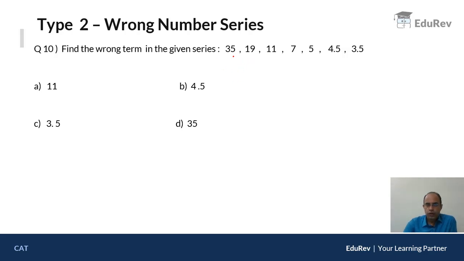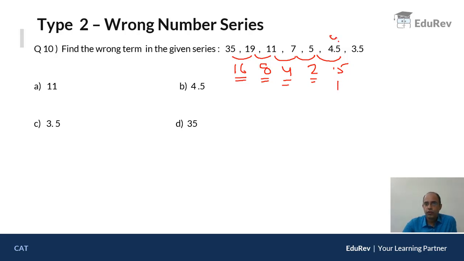Now, let us look for some pattern. What is the difference here? Difference here is 16. What is the difference here? Difference is 8. What is the difference here? Difference is 4. What is the difference here? Difference is 2. What is the difference here? Difference is 0.5. So we are seeing a pattern is being formed in the difference. 16 half is 8, 8 half is 4, 4 half is 2, but 2 half is 1. The difference here should be ideally 1.